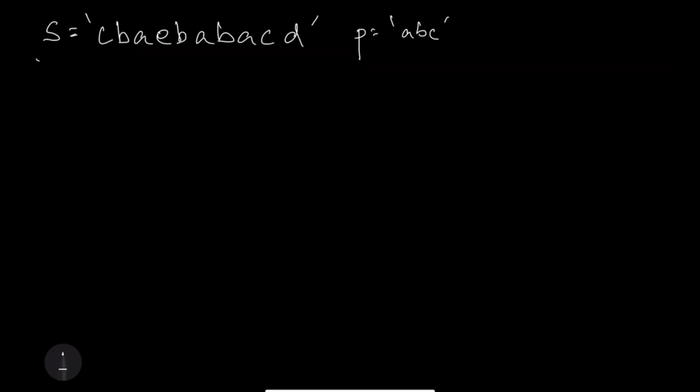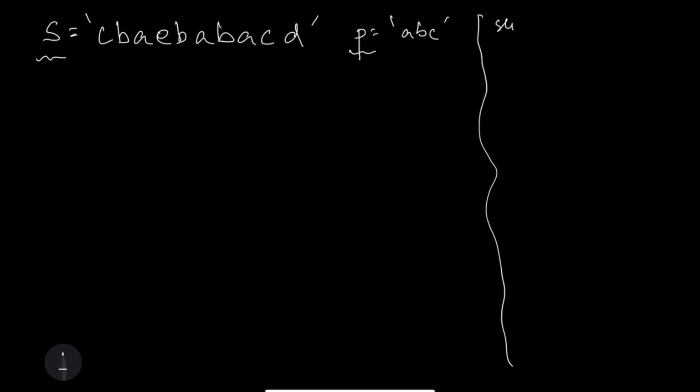We have two strings S and P, and we have to return an array of all the start indices of P's anagram in S. So an anagram is a rearrangement of the characters in a string. For example, for our P, an anagram could look like this, or maybe this, like anything. It should be a rearrangement, but the letters have to be used just once. So let's try to solve our problem.